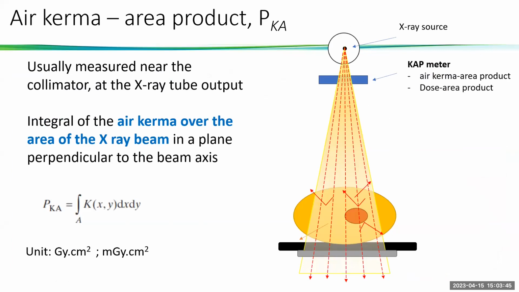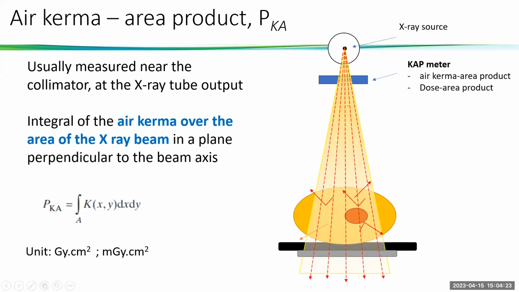So the next quantity that I'll briefly mention is the air kerma area product, which is usually measured at the collimator at the X-ray tube output, if your radiology equipment has a KAP meter attached. Not all radiology equipment has this, but if you do, then you will be able to measure the KAP. You can also measure KAP at other distances with another ion chamber, provided you take into account the area of the X-ray exposure.